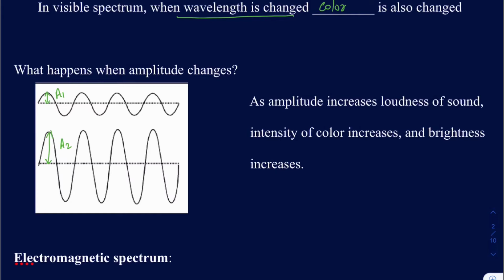So if I look at these two particular waves in my example, and I know A2 is bigger than A1, I can say the sound coming from wave 2, which has amplitude A2, is going to be louder than the sound coming from a wave that has amplitude A1. When we are looking at colors, I can say the intensity of the color is going to change, and you don't necessarily change the color when you are changing the amplitude. Okay, so make sure you are aware of the difference between the wavelength and amplitude changes.